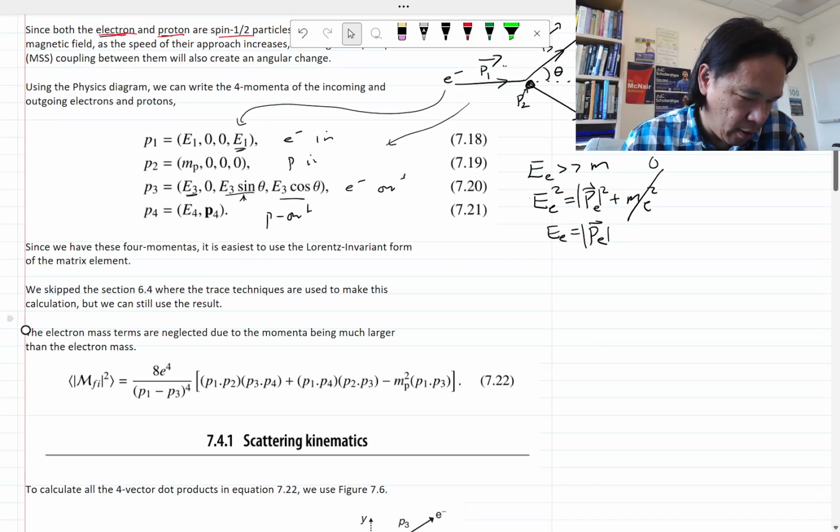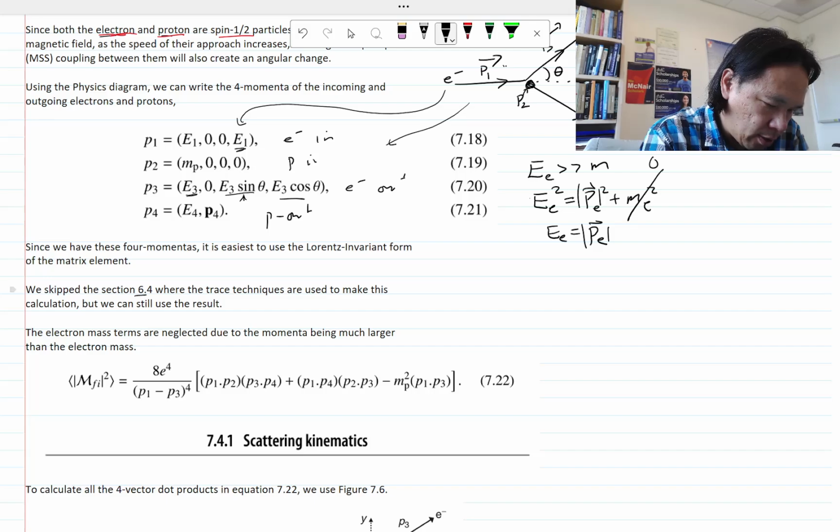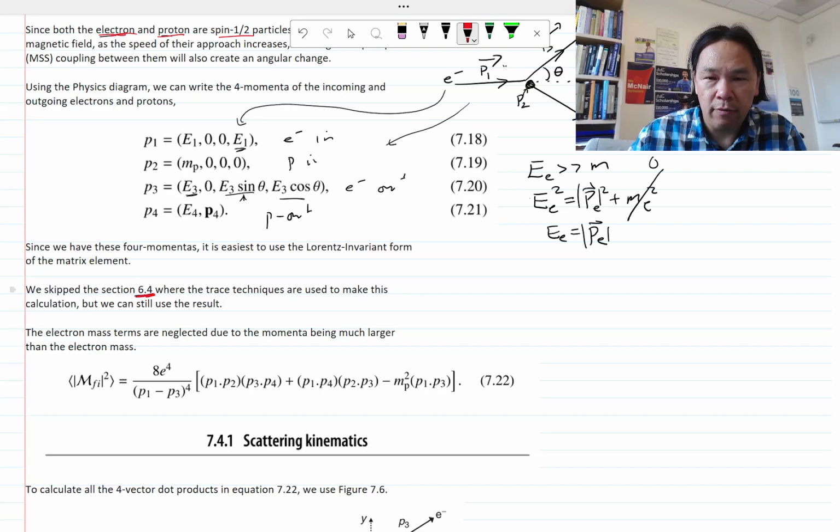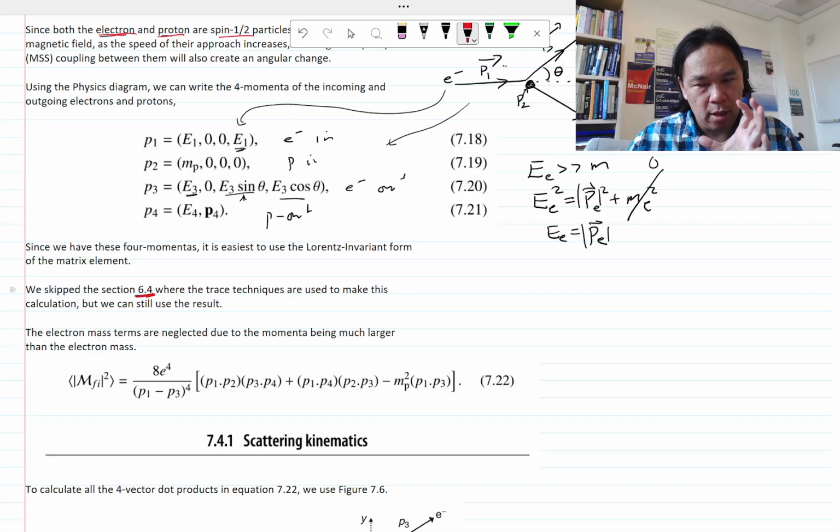In order to calculate the cross section, instead of trying to calculate it in the center of mass frame, in section 6.4 that we skipped, the book used this thing called the trace technique. If you're really interested in doing these calculations in the future, feel free to do that. But we're not going to try to cover it because it's just a technique used to calculate all these matrices.